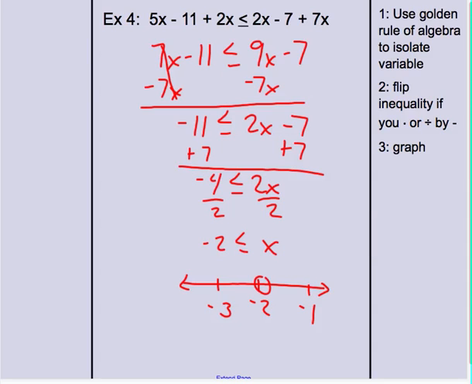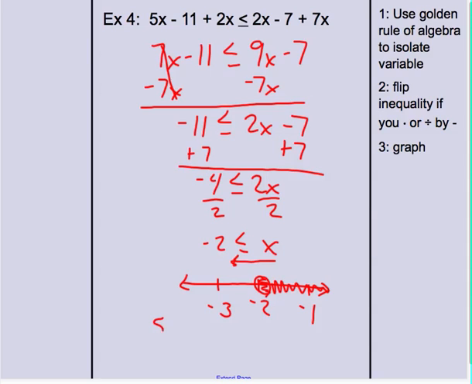Closed circle, because it's the or equal to, and read it backwards, x is greater than or equal to negative 2, so I'm going to shade to the right. And this is one especially where you might want to take a point and test it. So I'm going to check negative 1. Actually, 0 would be easier. I don't have to check right next to it.